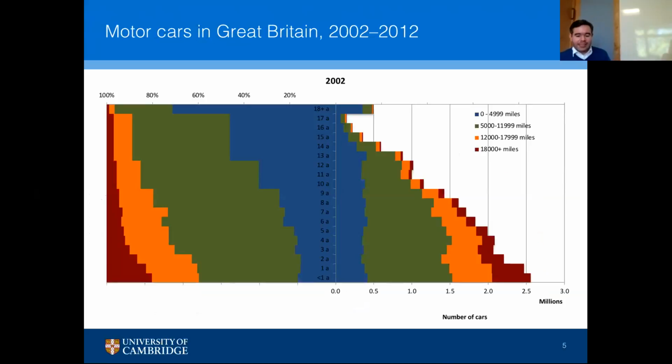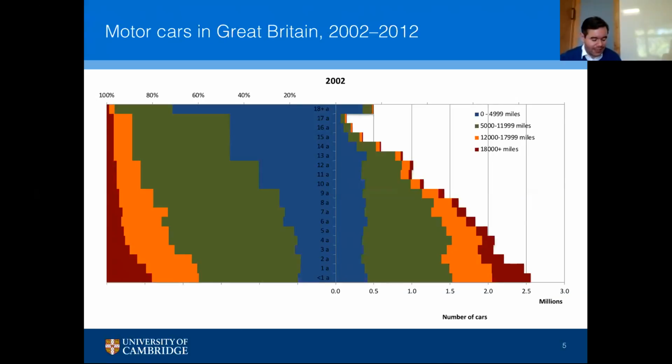Here is the same representation for 2002. And by looking at the left-hand side, we see immediately that newer cars, so younger cars, cars with 1, 2 years or less than 1 year, travel more distance than older cars.